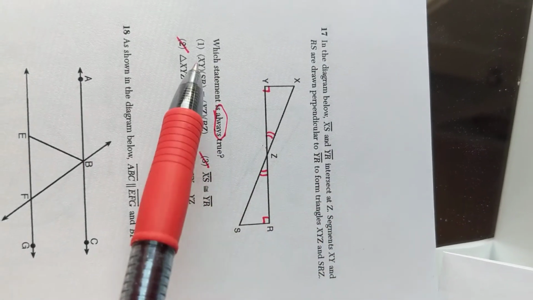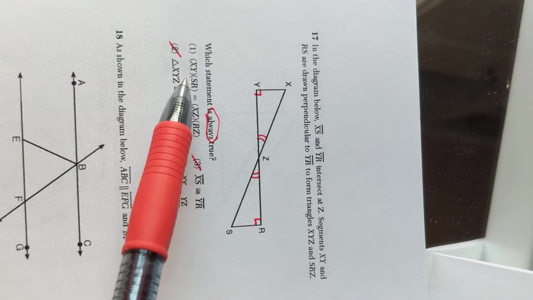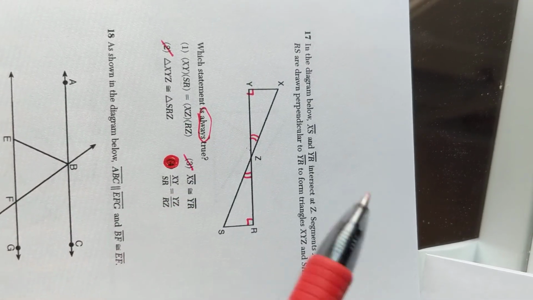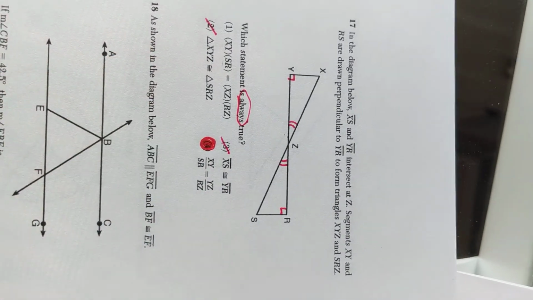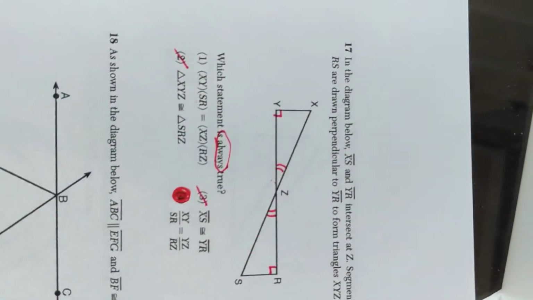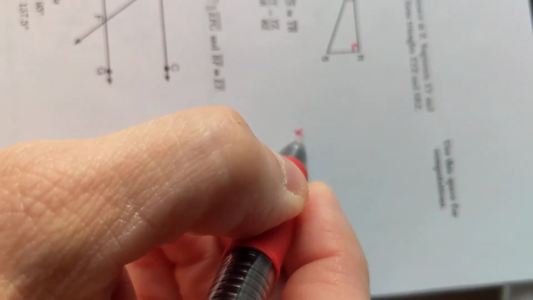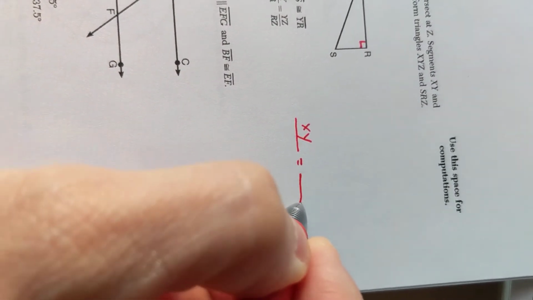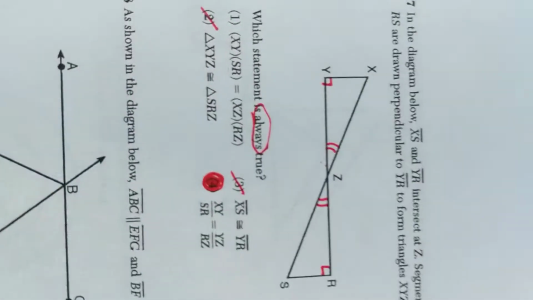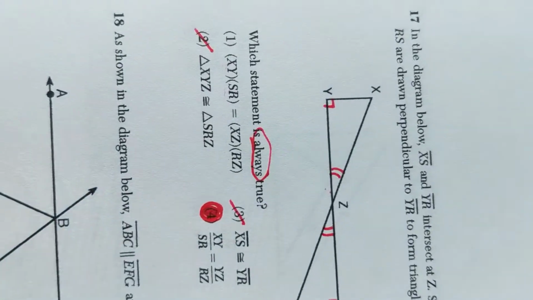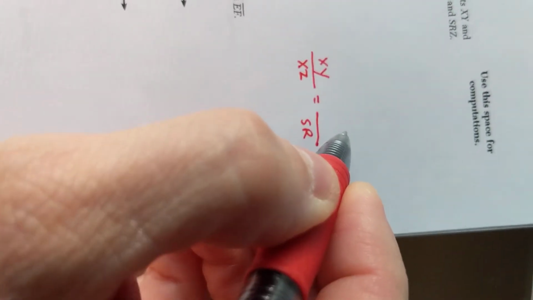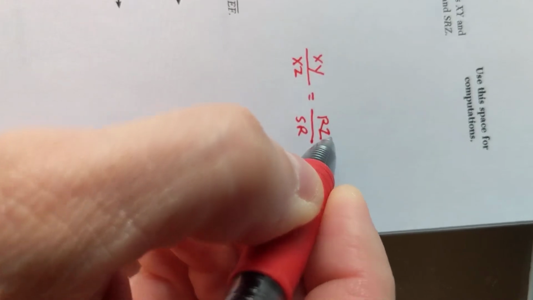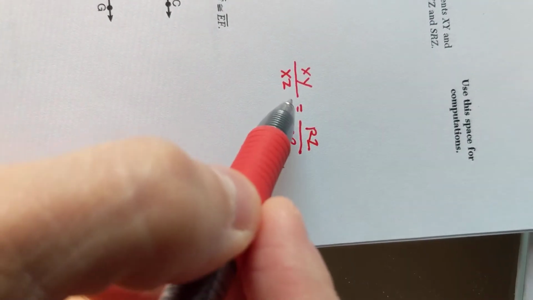Okay? What this is saying is the product of the means equals the product of the extremes. We've heard that before in our class, but I don't think we've ever unpacked this before. So the product of the means, XY over something equals something over SR. So that would be the product of the means, and then the extremes go the other way. So we have XZ and then RZ. Those would be the extremes. Product of the means equals the product of the extremes.